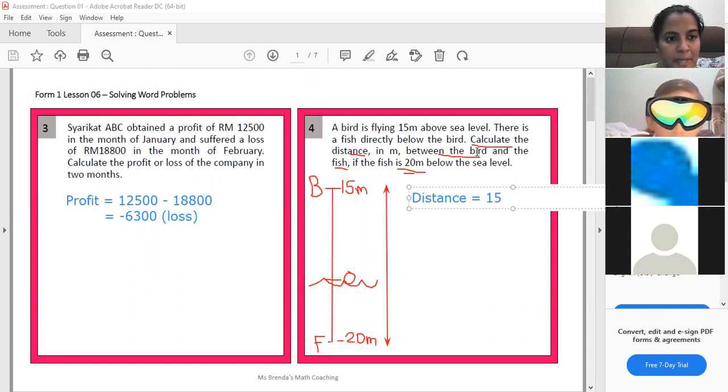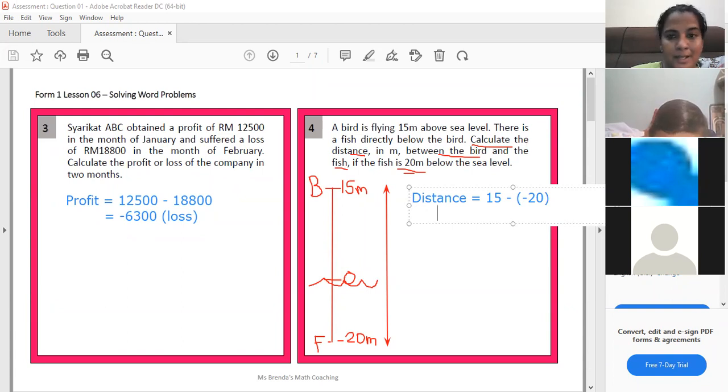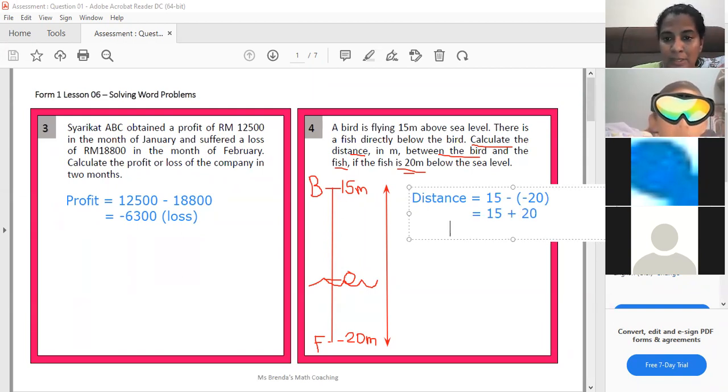Okay, Danya said 15 minus 20. But Danya, 15 minus negative 20. That's right, Danya. Gloria, when you say 15 minus 20, don't forget, Gloria, you're talking about a negative 20 there. So you must consider 15 minus negative 20. Okay. And then it becomes, yes, equals 15 plus 20. Of course, all this is in meters. And that would be equal to 35 meters.